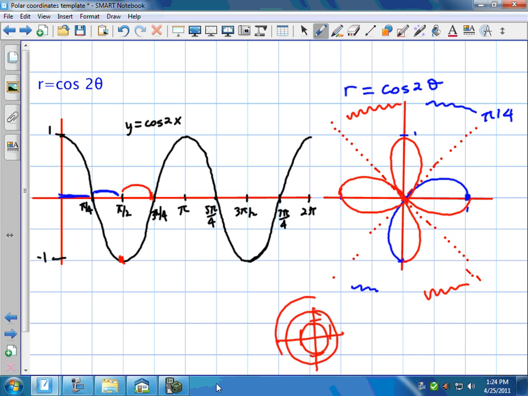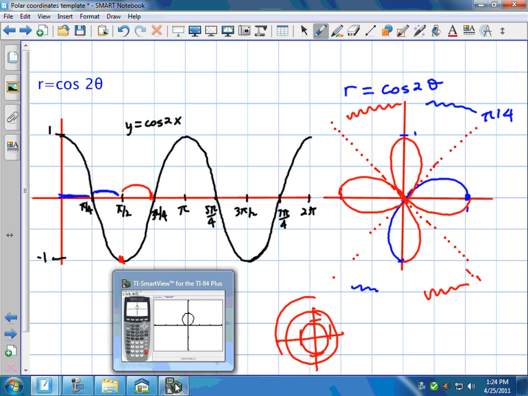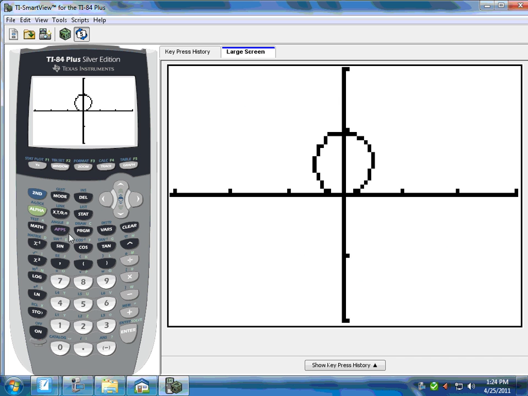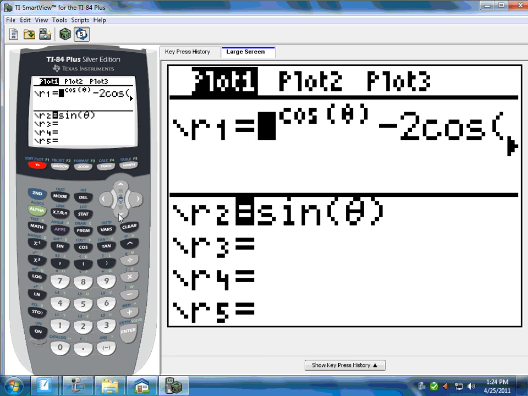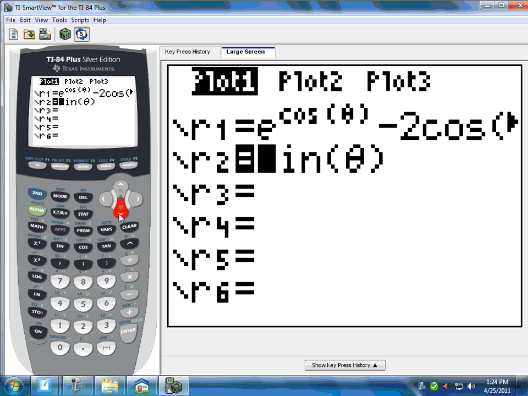And let's go to the calculator and graph r equals cosine of 2 theta. Now try doing that by point plotting. It becomes practically impossible. So it's really easier, this approach, although at first it may look a little bit confusing.